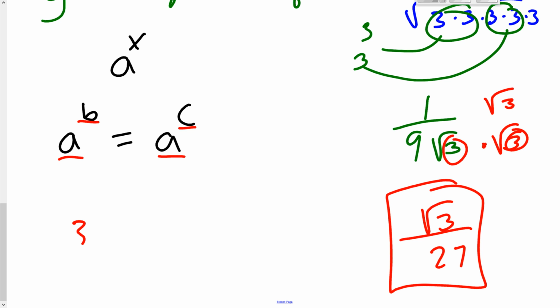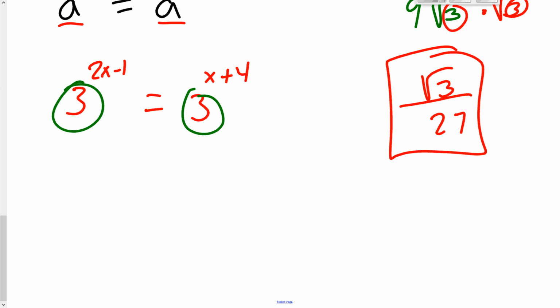Okay, so for example, if I have 3 to the 2x minus 1 equals 3 to the x plus 4, since my bases are the same, that means my exponents have to be the same. So that means that 2x minus 1 has to equal x plus 4. And now I could solve this for x. Add 1 on both sides and subtract x. Alright, so then we have x equals 5. So x equals 5 would make that statement true. So that's one big property. If the bases are the same, that means the exponents have to be the same.